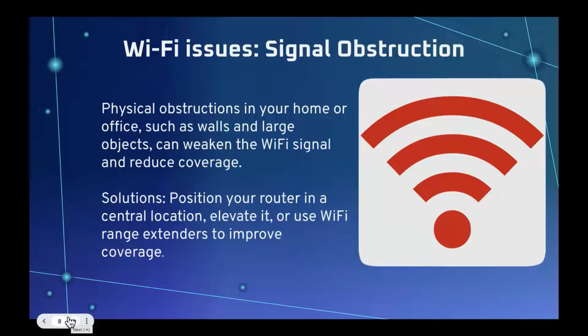Now for physical obstructions, this is when walls or large objects can weaken the Wi-Fi signal or can reduce the coverage. And the solution to this is positioning your router in a central location, as well as elevating it. And this will allow Wi-Fi to reach a range of areas in your home or the space that you're in. You can also use Wi-Fi range extenders to improve coverage, to expand where it's reaching.